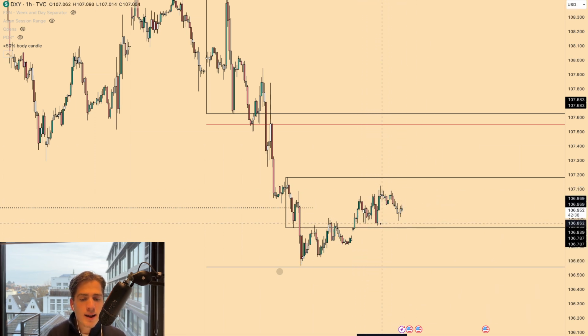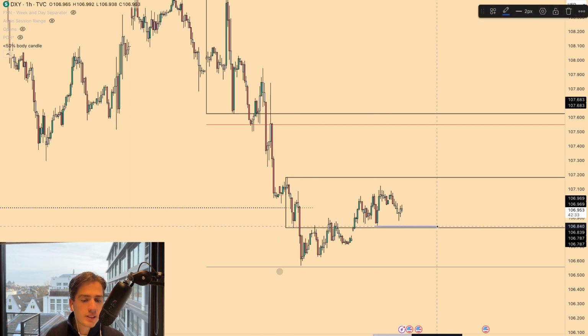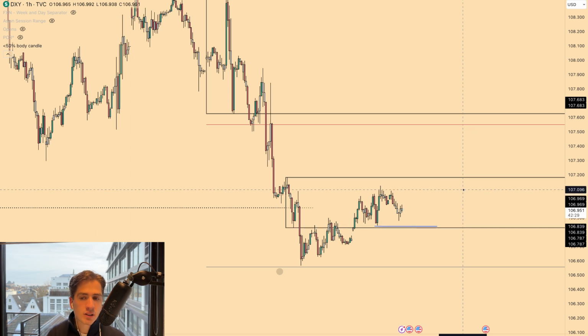Preferably what I would want to see is us really break this key level of support and resistance, but simply just break market structure. We then form an area of supply over here, and then I'll be looking for that further downside sells, okay?